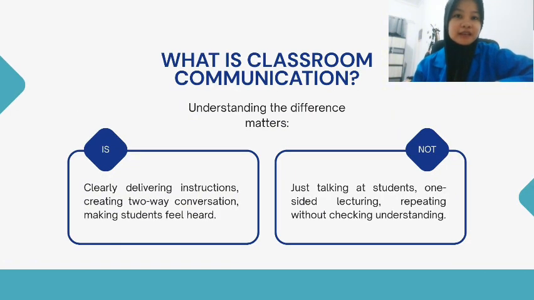So, what exactly is classroom communication? A lot of people assume it just means the teacher talking, but it's actually way more than that. It's about making sure what you say actually lands, that students understand you, feel heard, and feel comfortable responding.